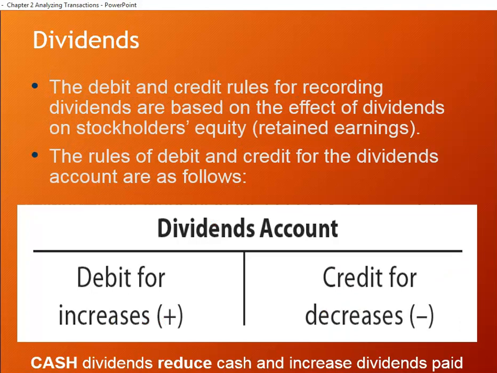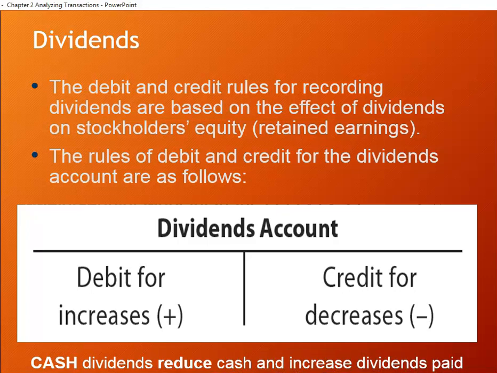And then finally, dividends. It says the debit and credit rules for recording dividends are based on the effect dividends have on stockholders' equity or retained earnings. The rules of debit and credit for dividends accounts are as follows. As dividends go up, we use a debit for increases and a credit for decreases. So notice what it says here. It says cash dividends reduce cash and increase dividends paid.